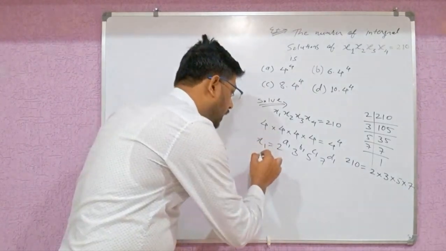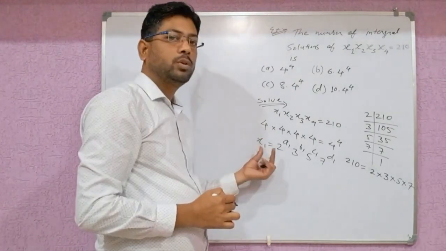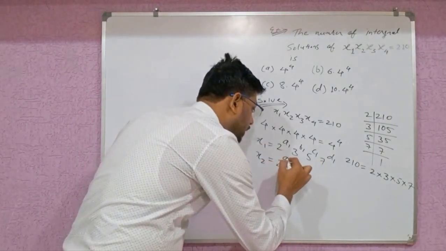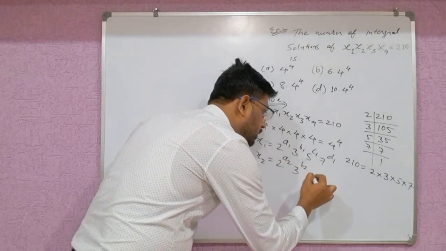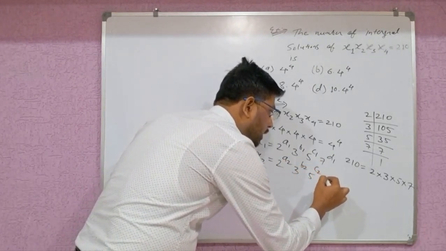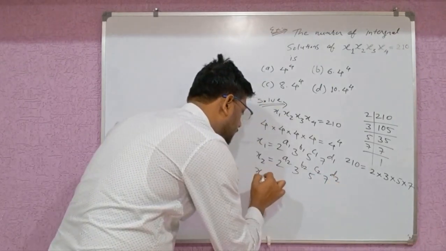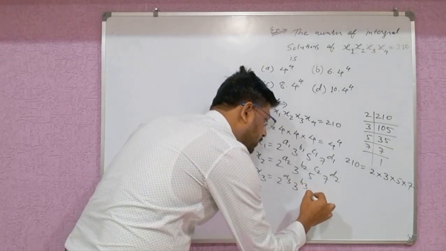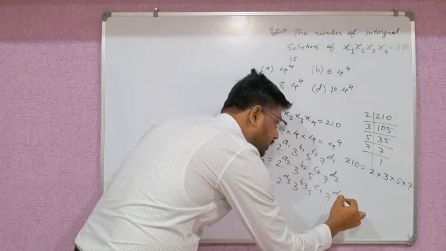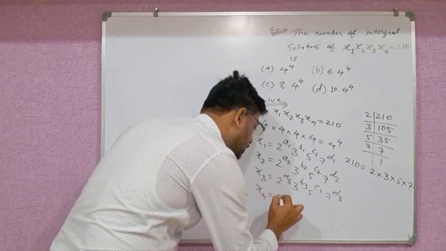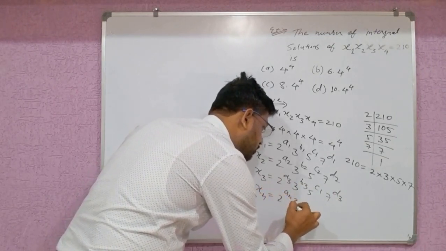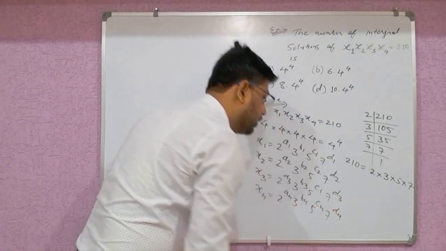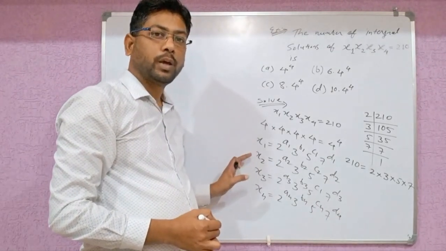In the same way for x2, factors of 2, 3, 5 and 7 can be there. So I am taking this as 2 raised to power a2, 3 raised to power b2, 5 raised to power c2 and 7 raised to power d2. x3, I am taking as 2 raised to power a3, 3 raised to power b3, 5 raised to power c3, 7 raised to power d3. And x4 I am taking as 2 raised to power a4, 3 raised to power b4, 5 raised to power c4 and 7 raised to power d4. So I have taken these x1, x2, x3 and x4.